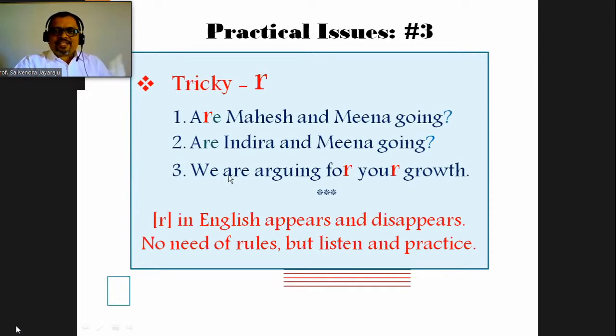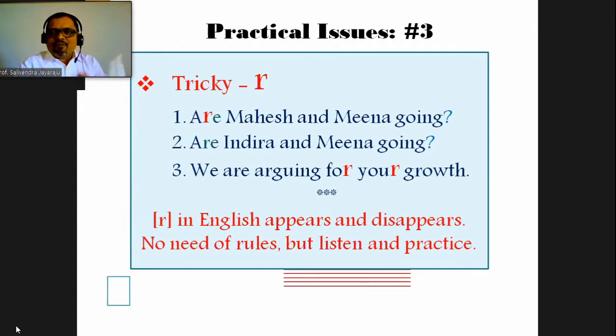Third one, we are arguing for your growth. See, the second word, are, ra is there. In arguing, ra is not there in the native speaker's speech. For, ra in for disappeared. And your growth, ra in your is also absent. In growth, ra is there. So dear friends, ra in English appears and disappears on and off.